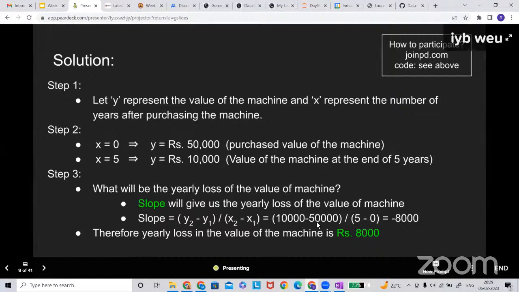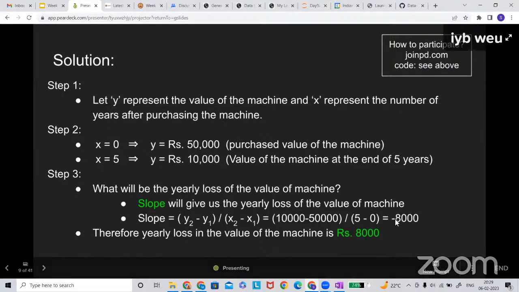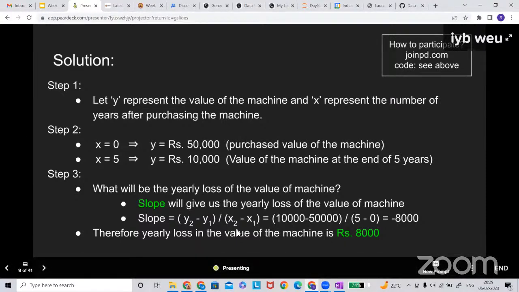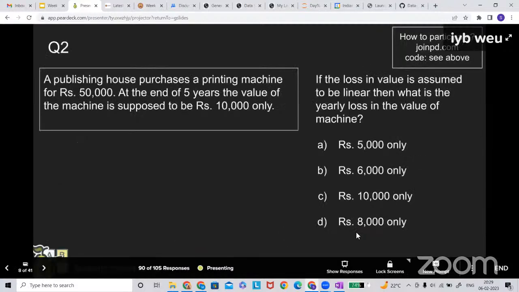When you substitute here, you get minus 8,000. The minus sign represents that the value is decreasing. Therefore, the yearly loss in the value of the machine is rupees 8,000. You see, option D is the correct option.